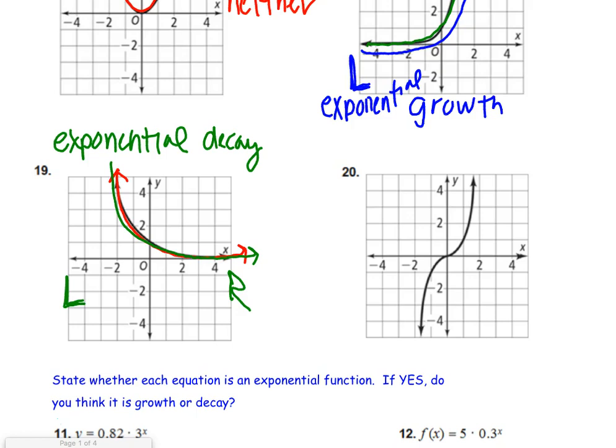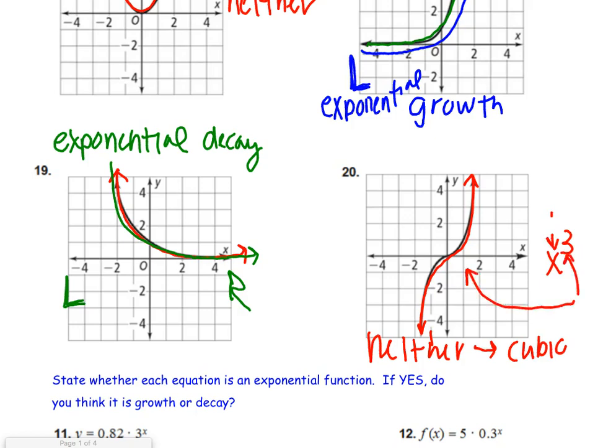And our last graph here, kind of fun. It's like a fun little curvy thing. But I sure hope you're thinking, I've never seen that before. I don't know what she's talking about. Well, you're right, because it's nothing we've ever talked about. So it's neither. Fun fact, just so maybe you know in the future, this would be a cubic function, so like x to the power of 3. Some number to the power of 3 will give you a graph that looks like that.